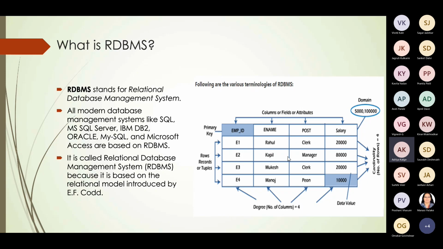And then there are some things like a domain. So what domain specifies is fixed values which we could insert, or we could say that the value should be between 5,000 to 10,000 only. So these kinds of constraints that we could add, we call it a domain. Then we have degree. So degree is nothing but the number of columns which are present in our relational database. And then comes the records or rows, what we call.